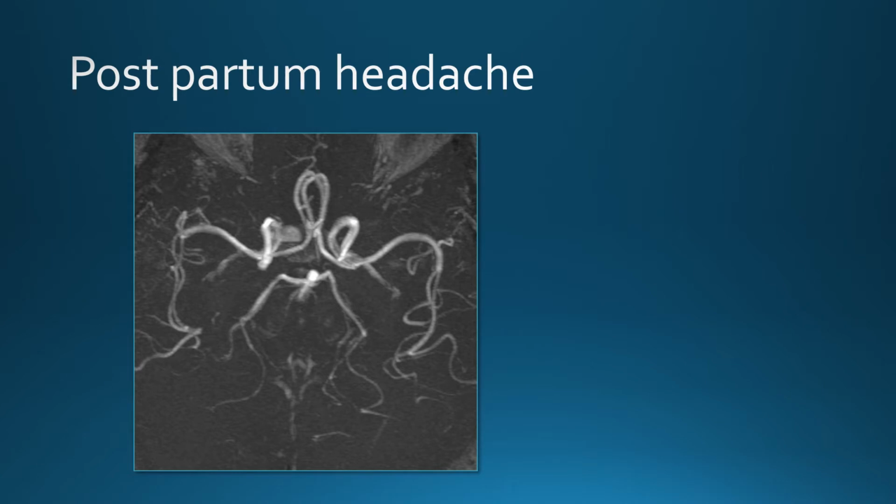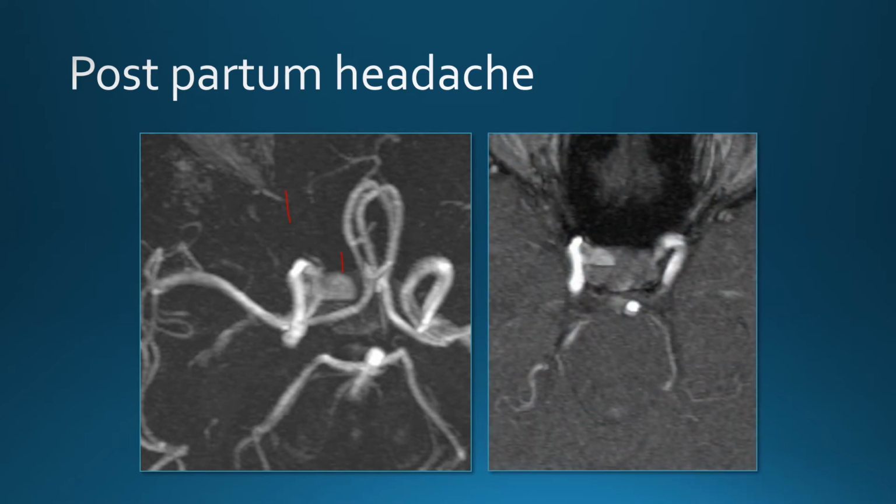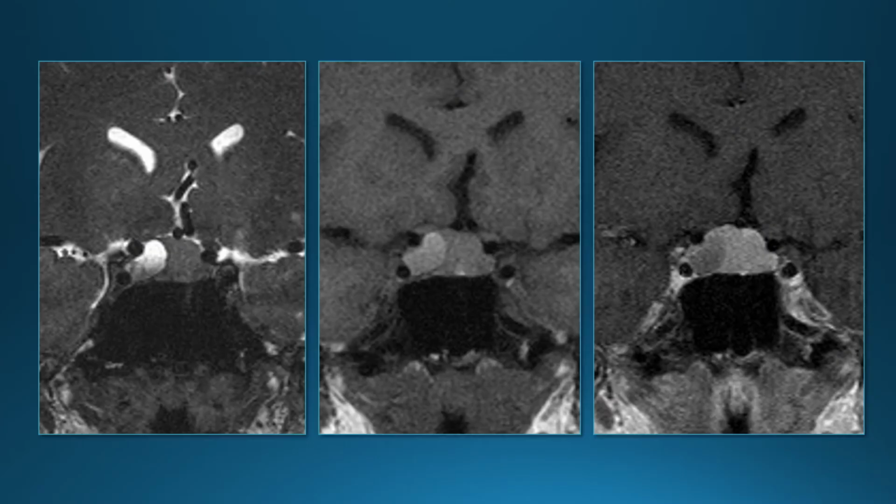This is a younger patient with a postpartum headache. We did an MRA. Initially, we thought there was an aneurysm over here. On further evaluation, if we look carefully at this area on the source images, you can see there's actually a fluid level here with bright signal on top and dark signal on the bottom, and this is due to hemorrhage into the pituitary gland.